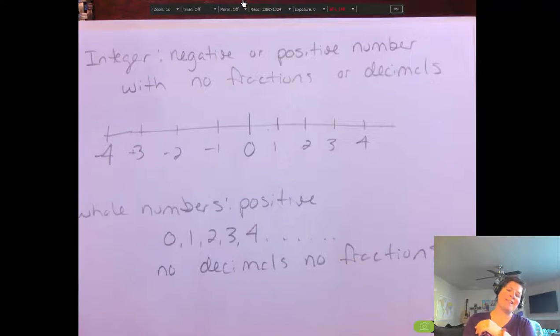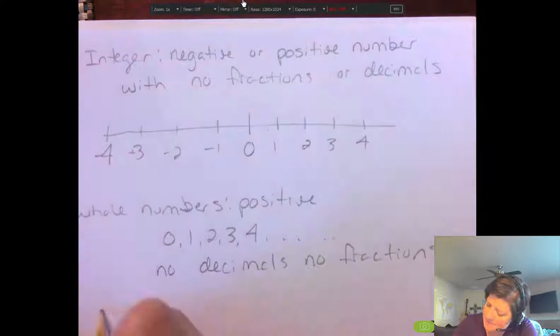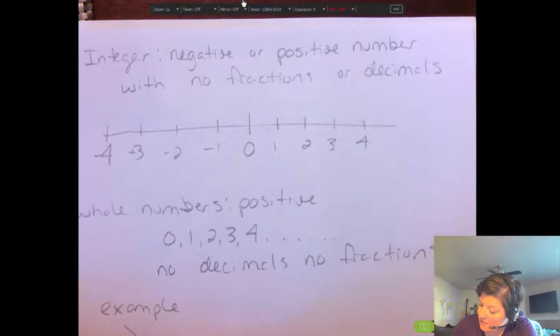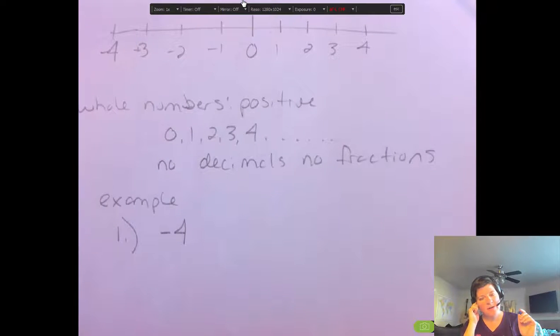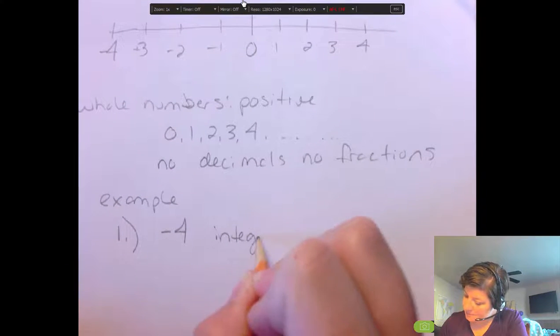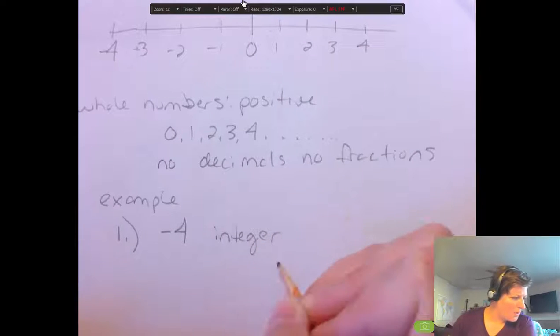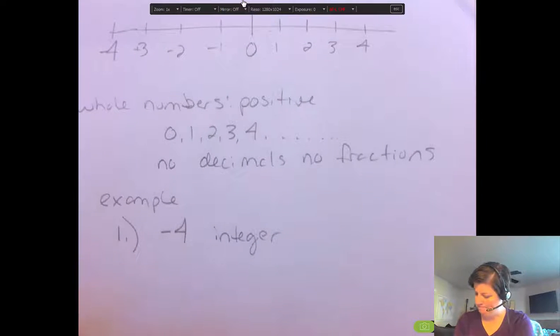So let's look at classifying a couple things. So what if we have the number negative 4? What are all the ways I can classify this negative 4? I can classify it as an integer. That's like the one that you go, well, it doesn't have a decimal, doesn't have a fraction, integer. Is it also going to be a whole number? No, you can't have negatives in whole numbers.